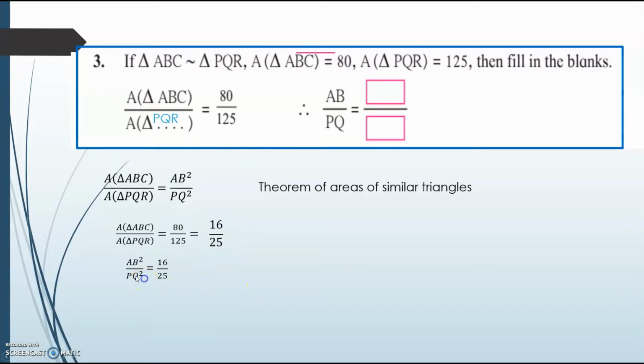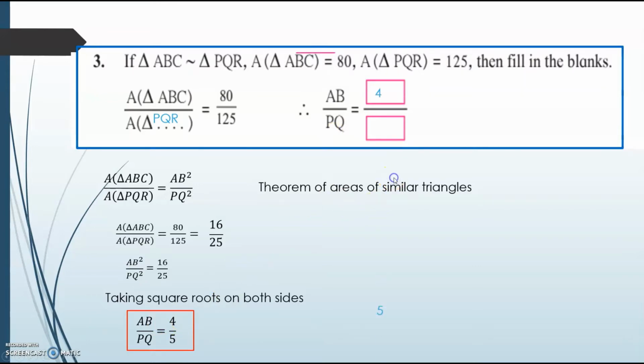Have a look at this step. AB square is a perfect square of AB. PQ square is a perfect square of PQ. 16 is a perfect square of 4, and 25 is a perfect square of 5. So all 4 terms are perfect squares, so we can take the square root on both sides. Now it will become AB upon PQ is equal to 4 upon 5. This is what is asked. AB upon PQ is what is asked, and now we have got the value. So let's write it down.